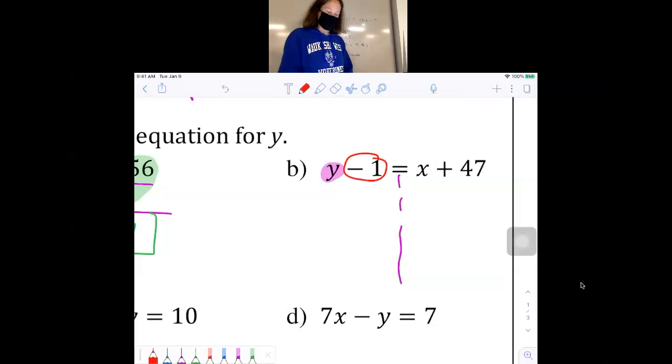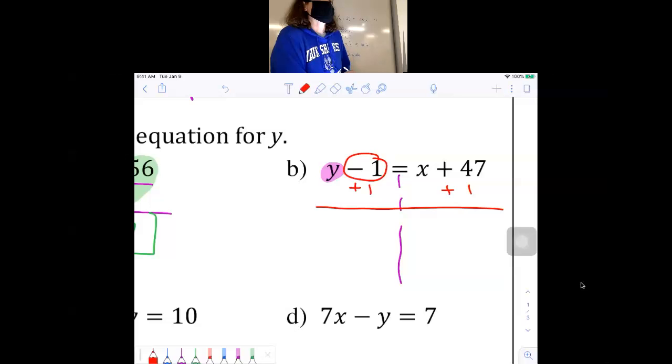So the opposite of that would absolutely be to add 1 to both sides. But remember, what you do to one side, you must do to the other side as well. So I'm going to put +1 underneath 47. Why did I do that? It's on the different side, so now I have my balance because I added 1 to both sides.